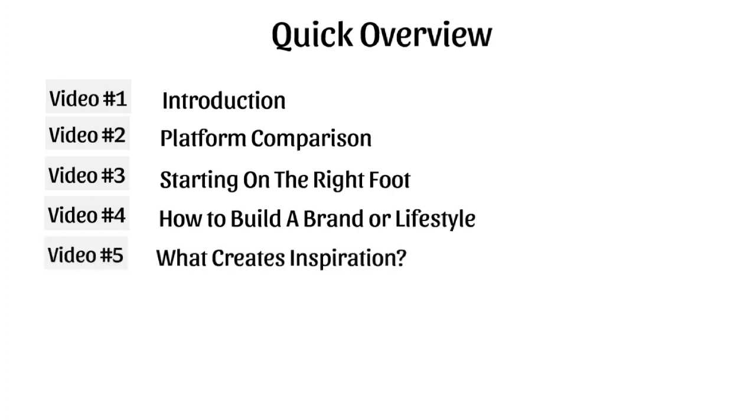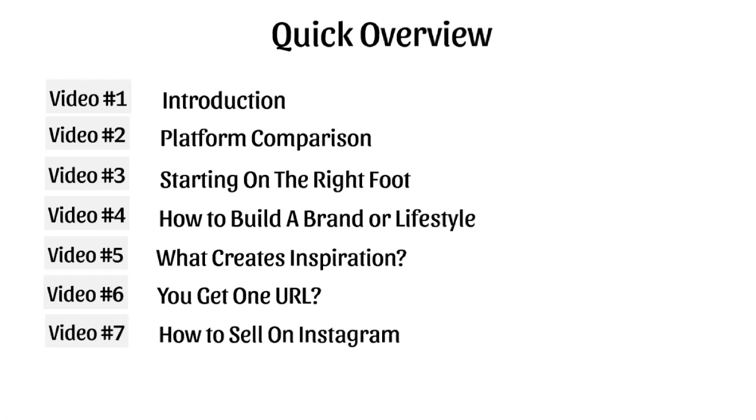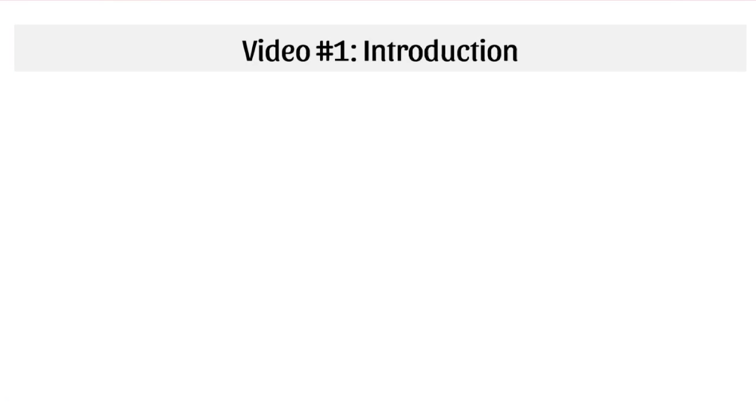Video number 5 is what creates inspiration, and it'll make more sense in just a minute. Video number 6, we're going to talk about how you get one URL. With Instagram profiles, you can't really put the link in all of your posts like Facebook. It's just one URL, so how do you make money with that? We'll talk more about that in the later videos. Video number 7, we're going to talk about how to sell on Instagram. Video number 8, we're going to talk about sponsored posts and how you can make money with that as you grow, and how you can use that to actually build your Instagram profile literally overnight.